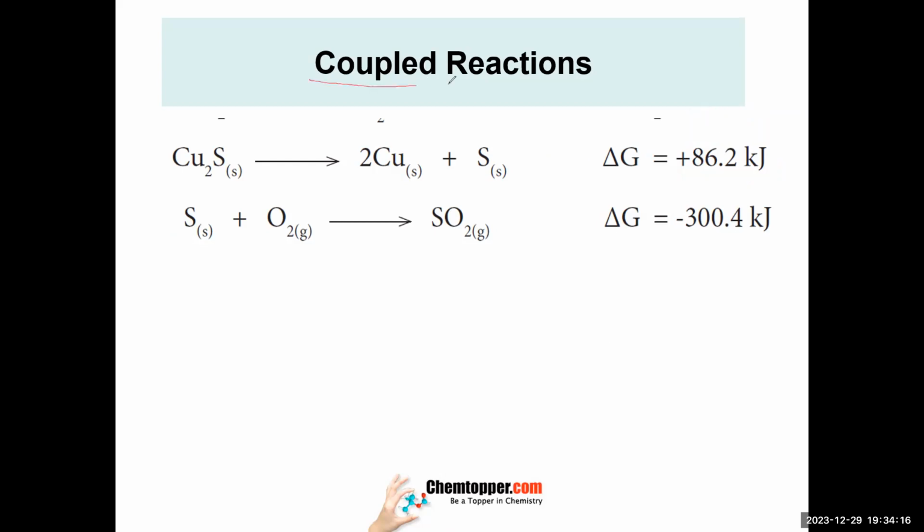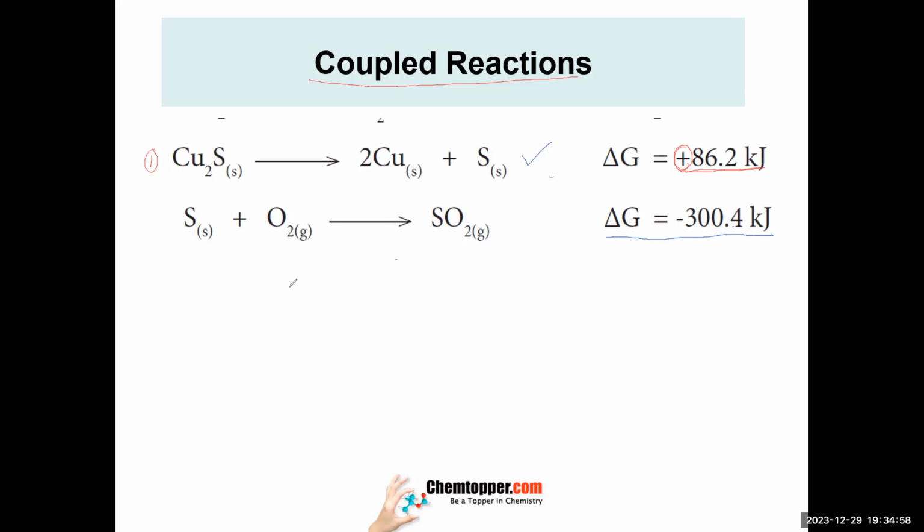So we are starting with the coupled reaction. This was one simple topic which was left. Now here there is reaction 1. This reaction is non-spontaneous. You can see delta G is positive. Delta G positive means non-spontaneous reaction, means reaction cannot take place. Whatever you do, reaction cannot take place. But the second reaction, you can see that it is negative, is spontaneous.